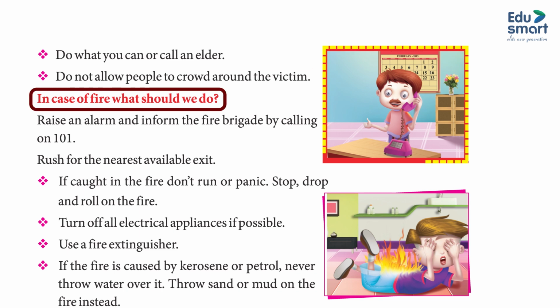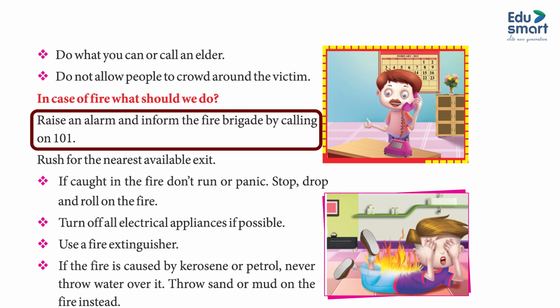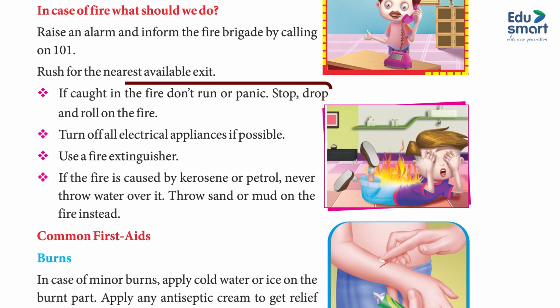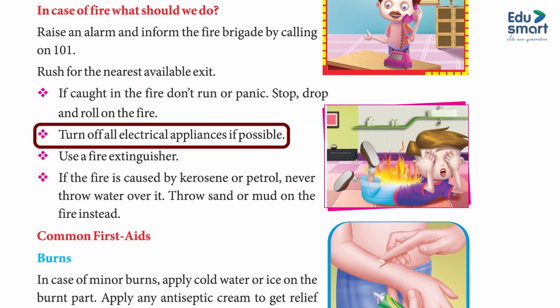In case of fire, what should we do? Raise an alarm and inform the fire brigade by calling 101. Rush for the nearest available exit. If caught in the fire, do not run or panic. Stop, drop, and roll on the fire. Turn off all electrical appliances if possible.